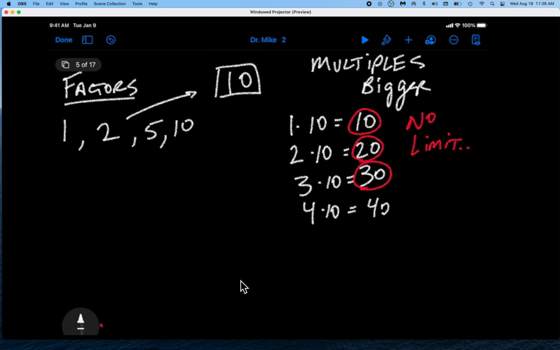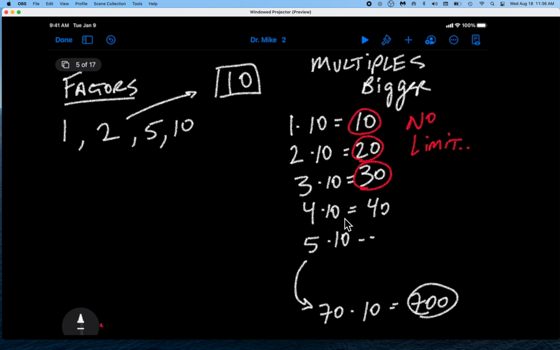It's 40. 5 times 10. We can go all the way down to 70 times 10, which is 700. This is still a multiple of 10, so there is no limit.